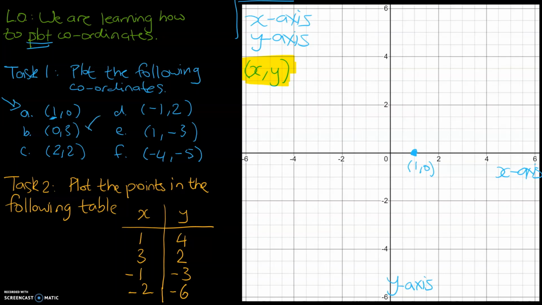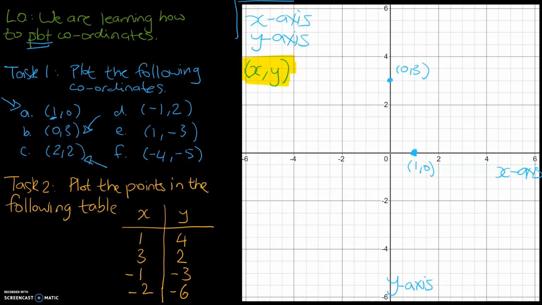Okay, let's now have a look at question B, (0, 3). So 0 relates to the position on the x-axis, so that hasn't moved, that's at the origin, the very initial point. And then y is 3, so that point has been moved up 3 spots along the y-axis. So that means that point up there would be (0, 3).